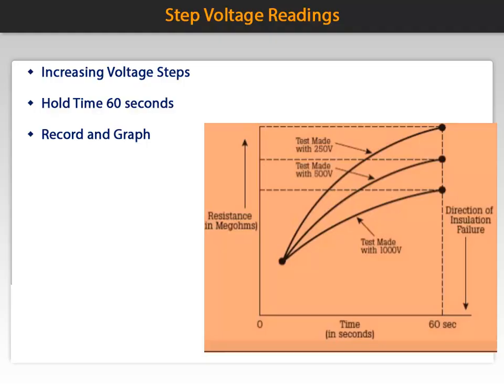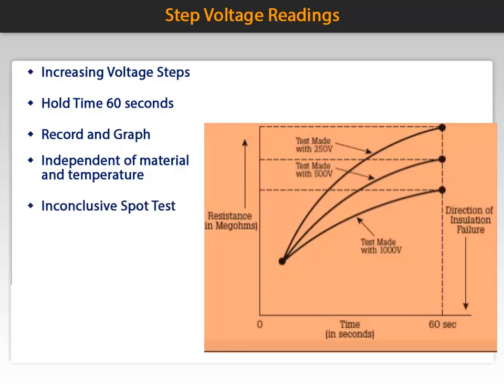Good insulation should withstand an increase in overvoltage stress, and its resistance should remain approximately the same during the testing with the different voltage levels. On the other hand, especially at higher voltage levels, deteriorated, cracked, or contaminated insulation will experience an increased current flow, resulting in a decrease in the insulation resistance. This test is independent of insulation material, equipment capacitance, and temperature. It is advisable that this test be performed only after an insulation spot test has been inconclusive.